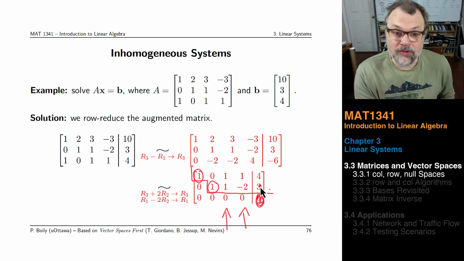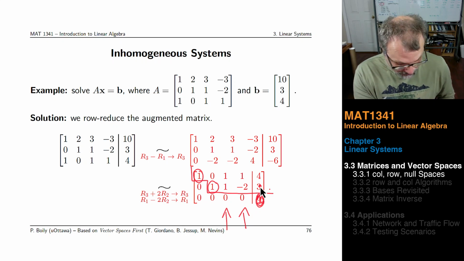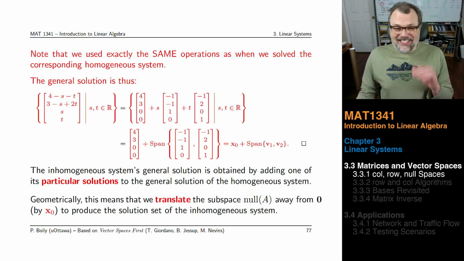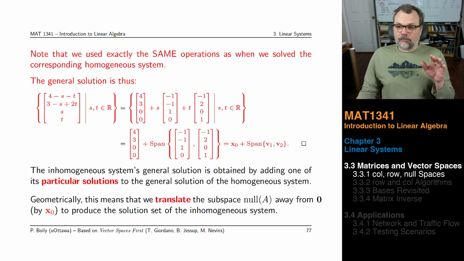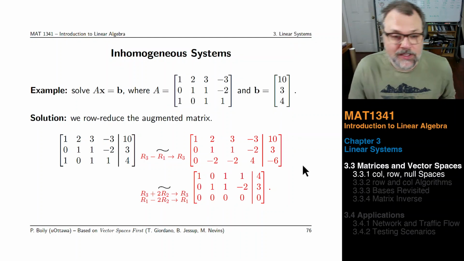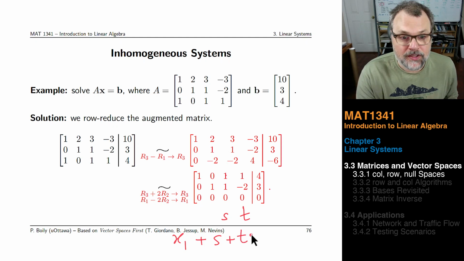But the set of solutions isn't going to be a vector space or a subspace, because it is not going to go through the origin. We used exactly the same operations as when we solved the homogeneous system with the same coefficient matrix. When we write the general solution, let's say that this is S, this is T, then we would have x1 plus S plus T is equal to 4.